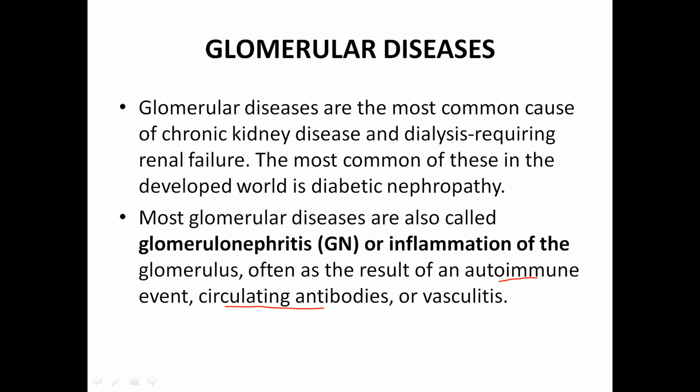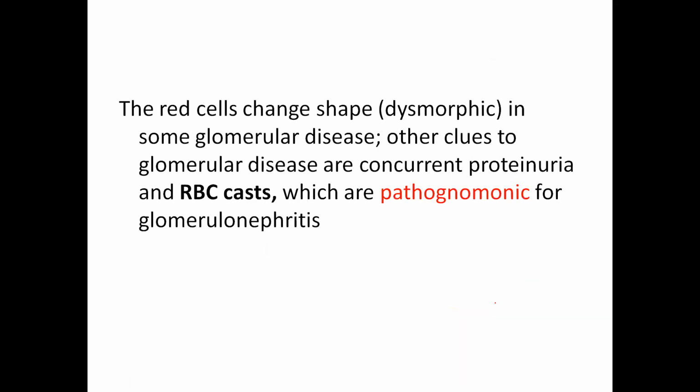For example, post-streptococcal glomerulonephritis, as well as vasculitis causing glomerulonephritis, are those like Wegener granulomatosis, eosinophilic granulomatosis, and Henoch-Schönlein purpura. Those are vasculitides causing glomerulonephritis as well. So red cells change shape, becoming dysmorphic or abnormal in shape, in some glomerular diseases.